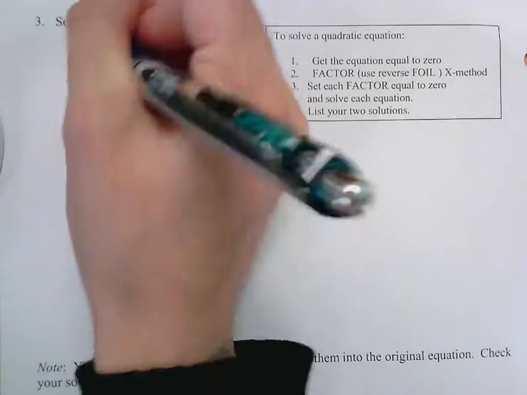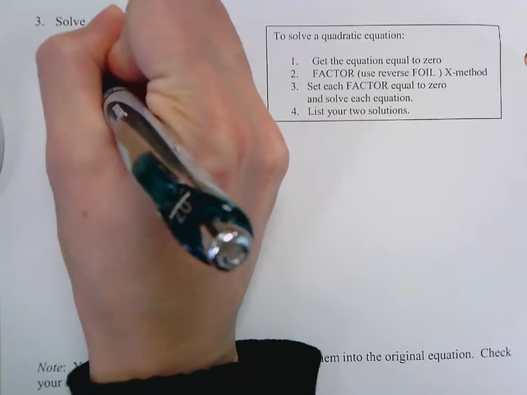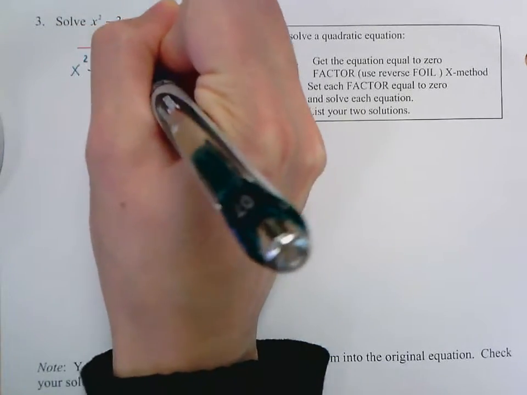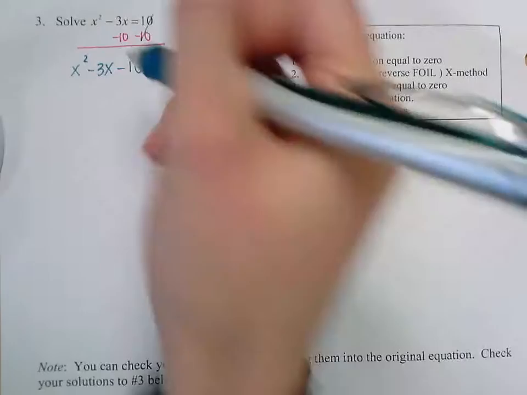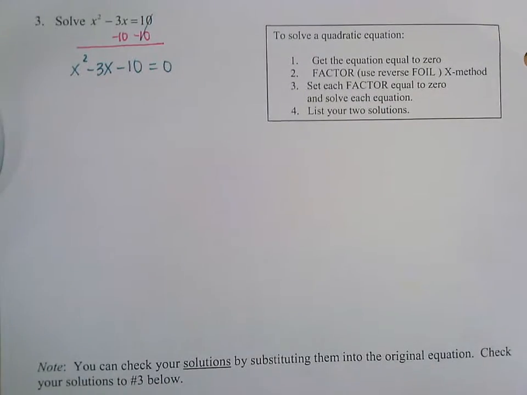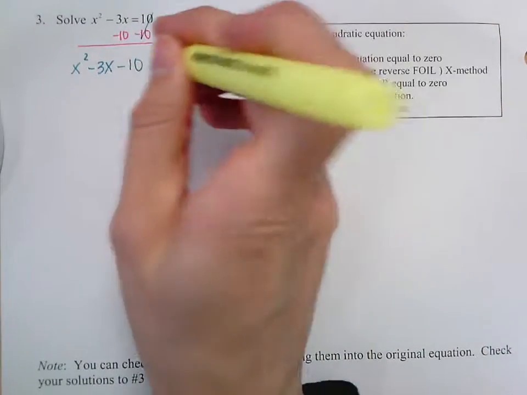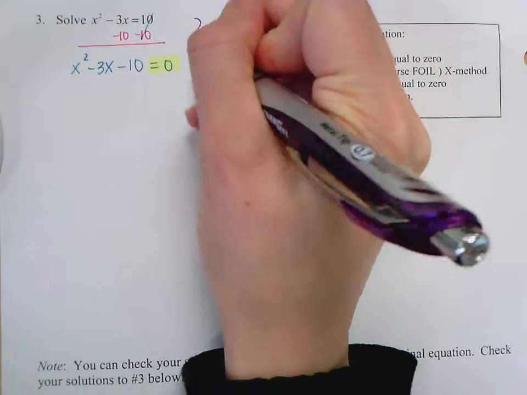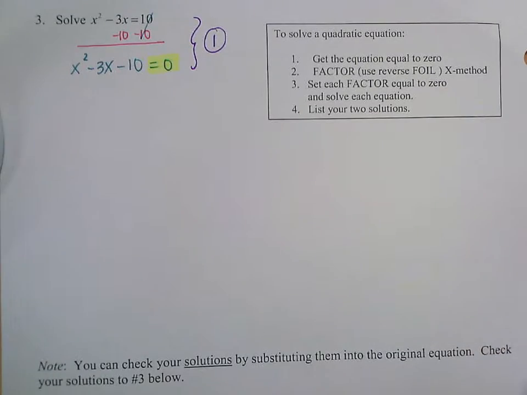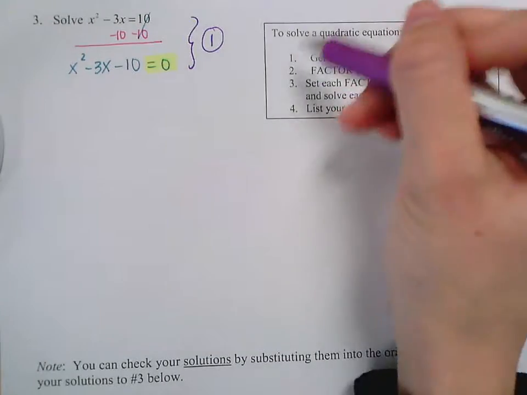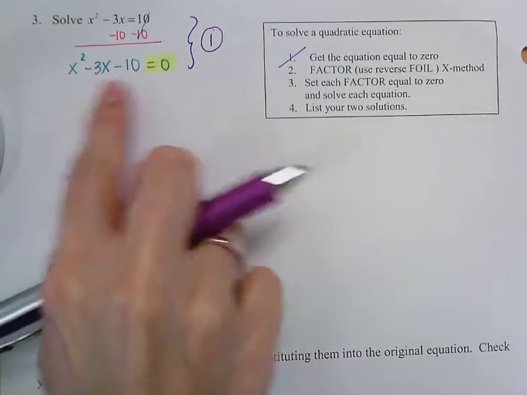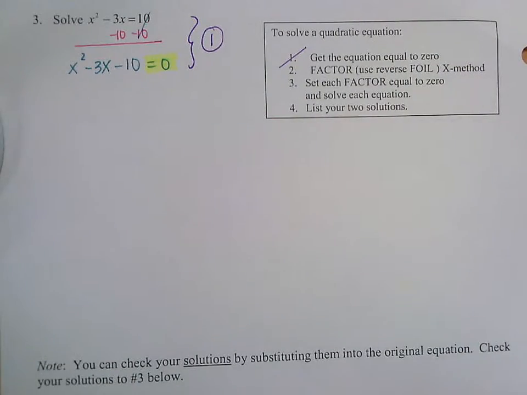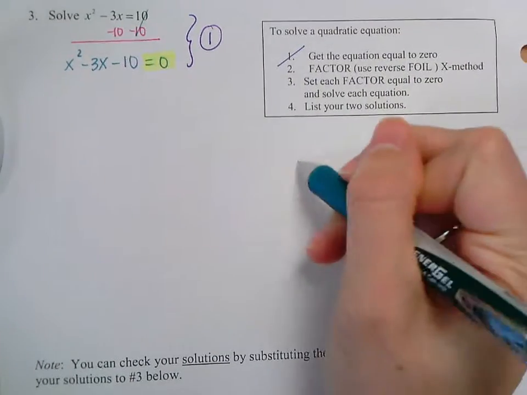Okay, left side is x squared minus 3x minus 10. And then I have equals 0. Okay, so that's my step 1. I got one side equal to 0. Step 2 now is to factor the x squared minus 3x minus 10.